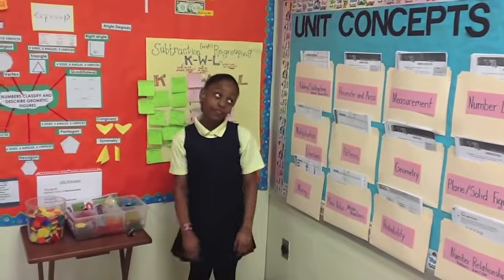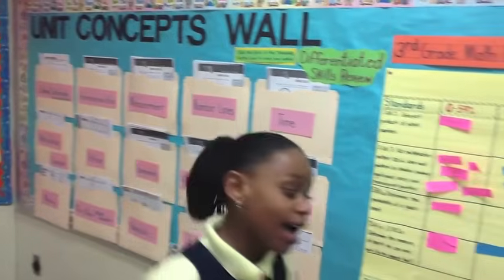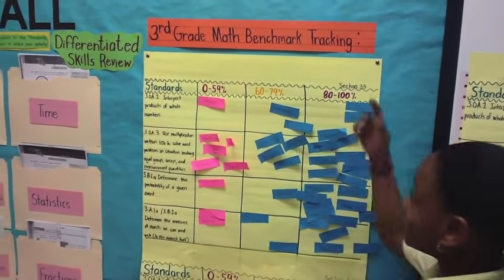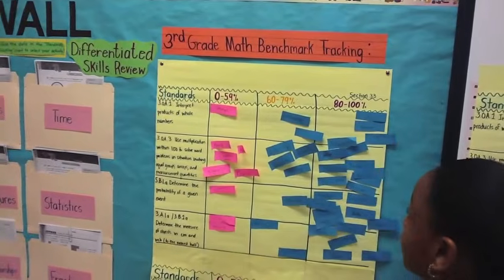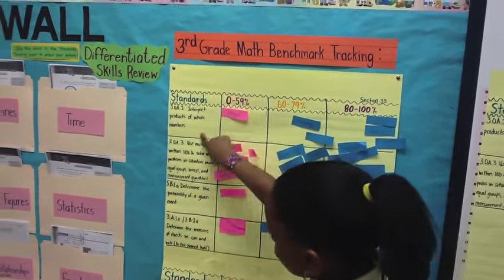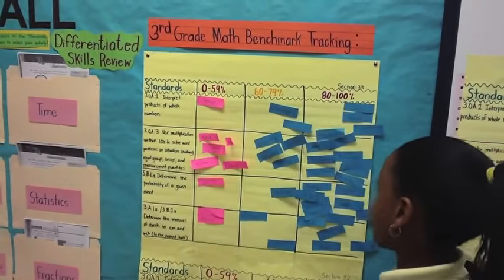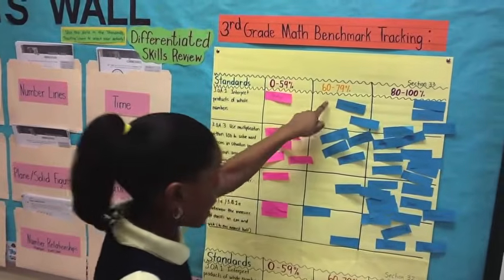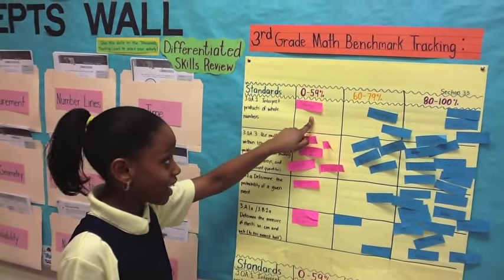My name is Rochelle. This is the unit's concepts wall. It helps me track my progress and data. This is advanced, proficient, and basic. I put my name under what I get on these simple standards. If I get 2 or less wrong, I get advanced. If I get 3 wrong, I get proficient. If I get 3 or more wrong, I get basic.